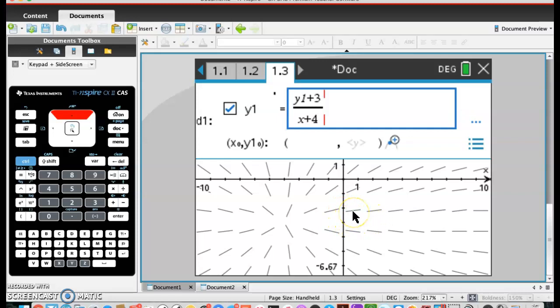Above it, it's a little positive slope. Below it, it's a little negative slope. That would be where the slope would be exactly 0. And the slope would be infinite when the bottom was 0. Who said undefined? That was wrong, sorry.